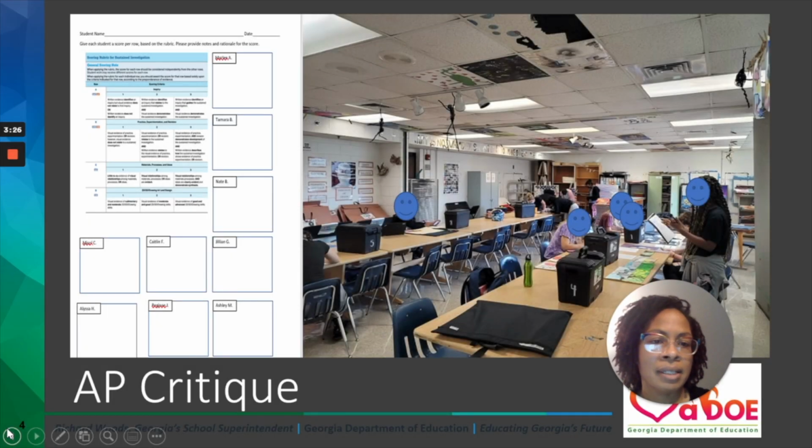So with my AP classes, of course, it looks a little bit different. We use the rubric that's shared on the College Board site. First day of class, we go over that rubric, like the first week or two really, just to get them familiar with seeing the rubric and how they'll be graded. I think the biggest thing that I try to stress is them being honest with themselves and honest with each other. And I found that a lot of times they're more honest with themselves in their feedback than they are with their classmates.